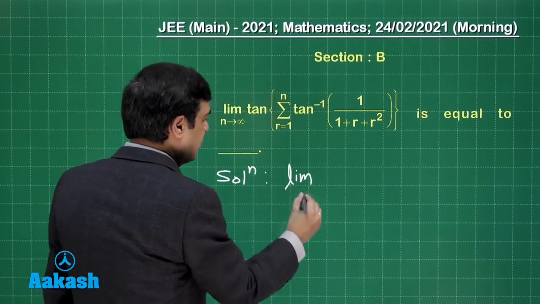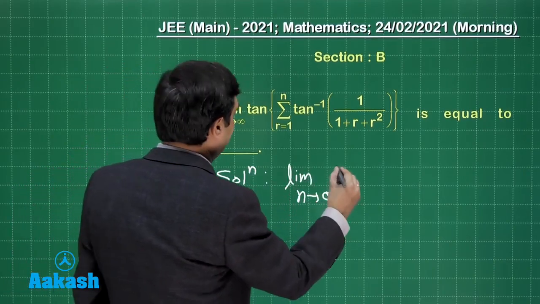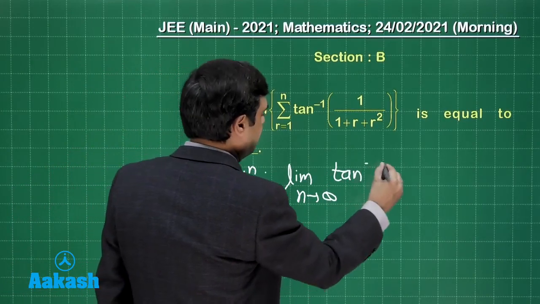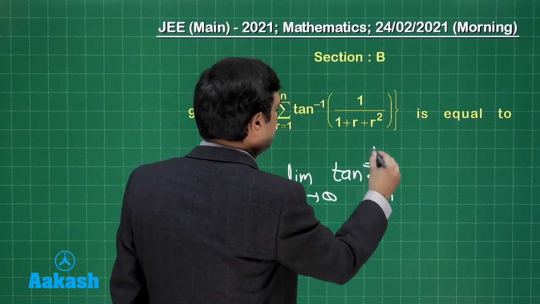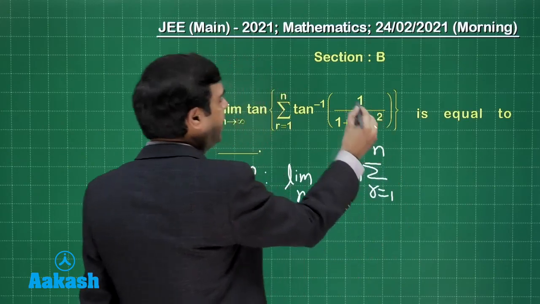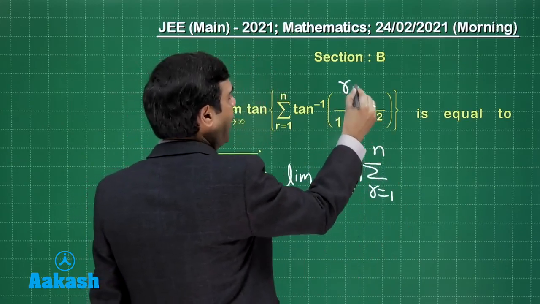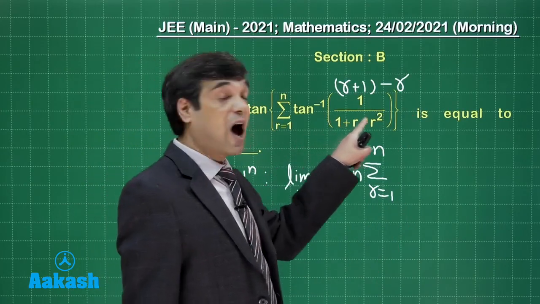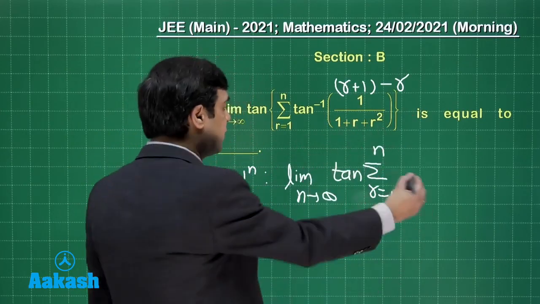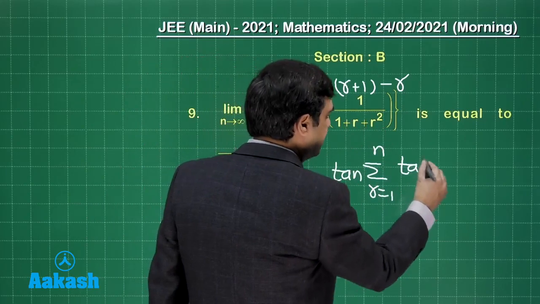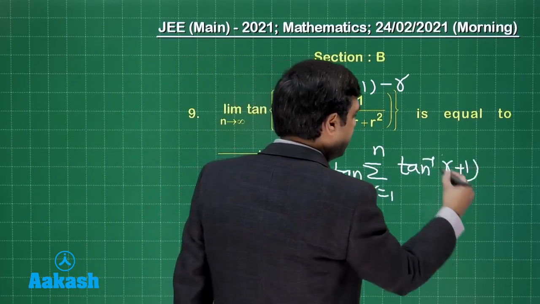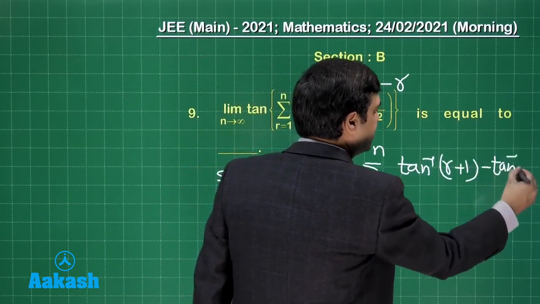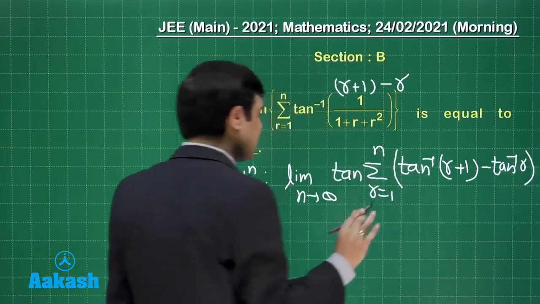Limit n approaching infinity, tan of summation r equals 1 to n. We can read this term as simply (r plus 1 minus r) divided by (1 plus r into r plus 1). So that gives you tan inverse (r plus 1) minus tan inverse r. I'm sure this is clear.